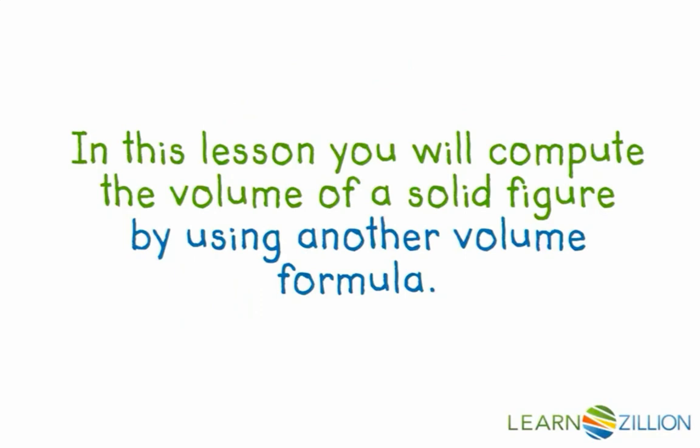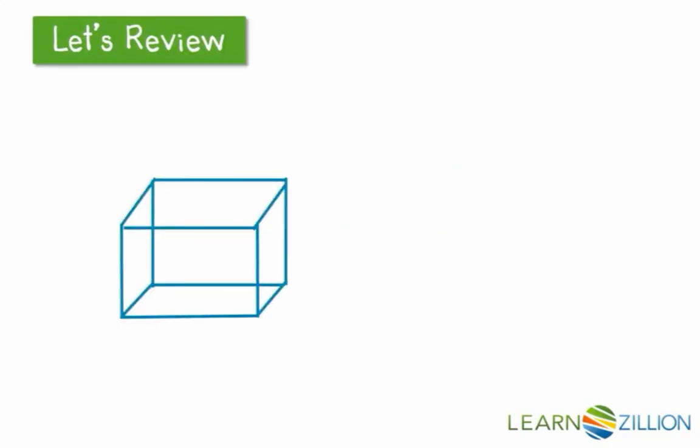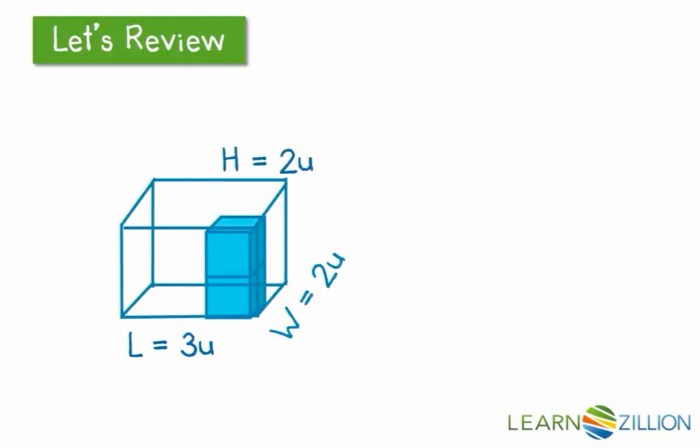In this lesson, you will compute the volume of a solid figure by using another volume formula. Let's review. You already know how to calculate the volume of a box using its dimensions. The dimensions are labeled with a U, which could stand for any unit such as centimeter, inch, yard, and so on. To find the volume of a rectangular prism, you multiply its length by its width by its height.